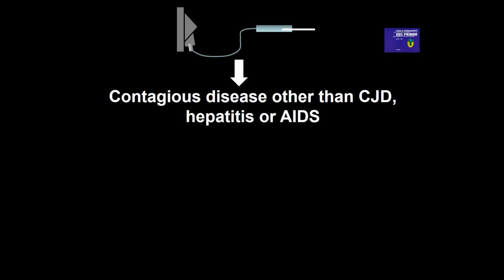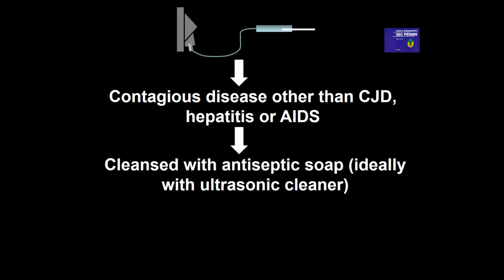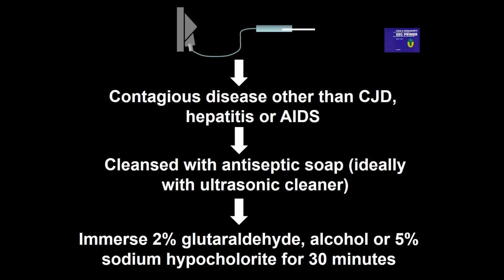The EEG primer makes the following recommendations for non-disposable EEG surface electrodes when used in patients with a history of infectious conditions other than Creutzfeldt-Jakob disease, hepatitis, or AIDS. The first step is to clean them with antiseptic soap or ideally with an ultrasonic cleaner. Then immerse them in 2% glutaraldehyde or alcohol or 5% sodium hypochlorite for 30 minutes.